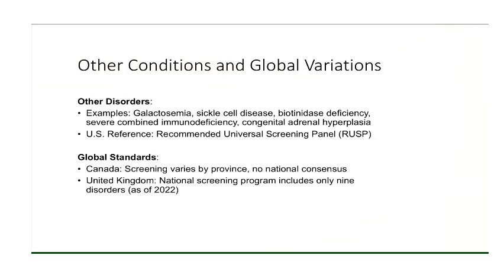In addition to PKU, hearing loss, and hypothyroidism, many newborn screening programs target other disorders such as galactosemia, sickle cell disease, and severe combined immunodeficiency. In the U.S.A., the Recommended Universal Screening Panel, or RUSP, provides national guidelines for testing. However, global standards differ significantly. For instance, Canada lacks a national consensus, with screening protocols varying by province. In the United Kingdom, the National Newborn Screening Program includes just 9 disorders as of 2022.